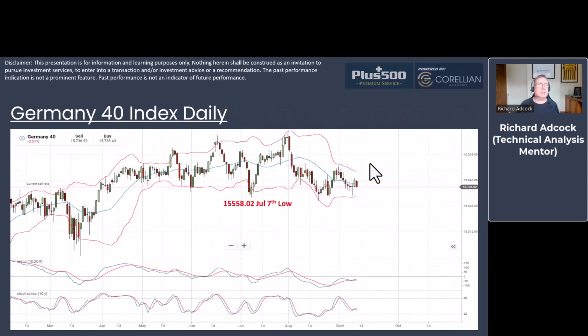So let's take a look at the daily chart, and this is the low that we were looking at, the July 7th low, just recently on the weekly chart.